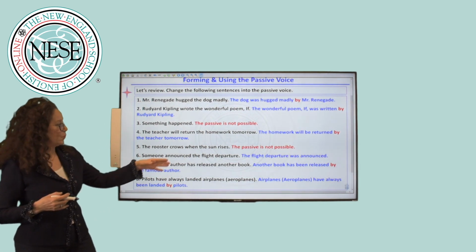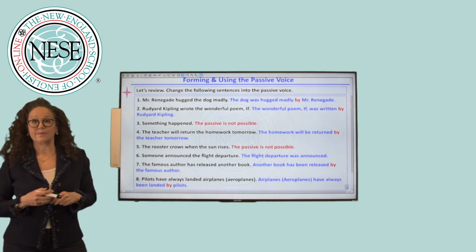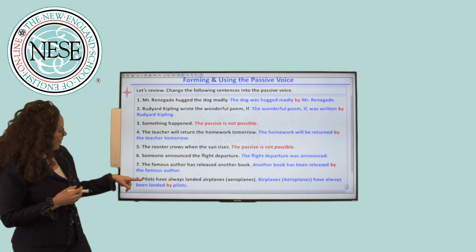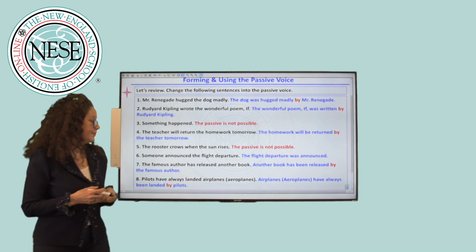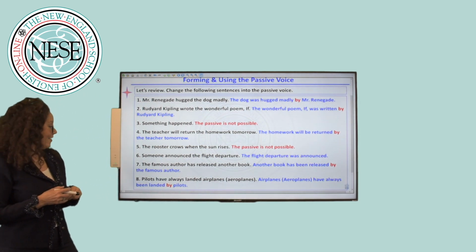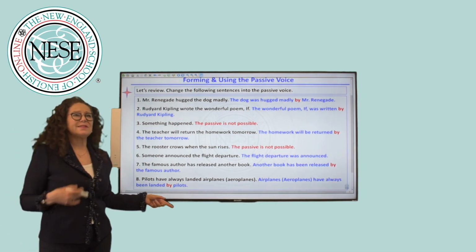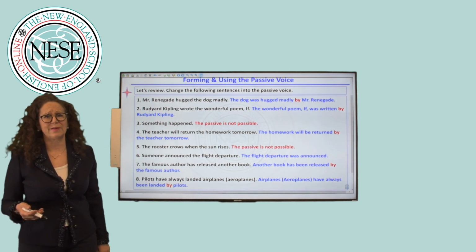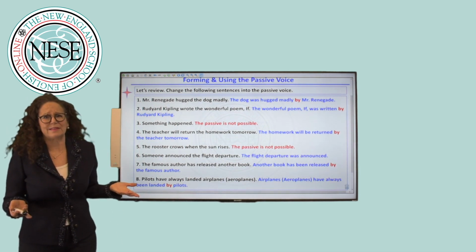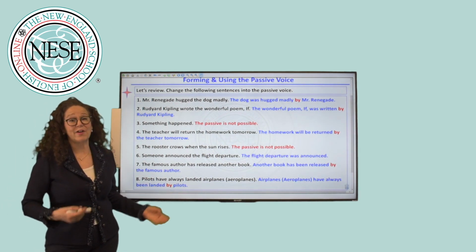So the passive voice with the by actor is important. Pilots have always landed airplanes, British spelling airplanes. Airplanes have always been landed by pilots. So by pilots is somewhat obvious, but without it, it seems strange to say airplanes have always been landed. It just seems incomplete, although the pilots is very obvious.